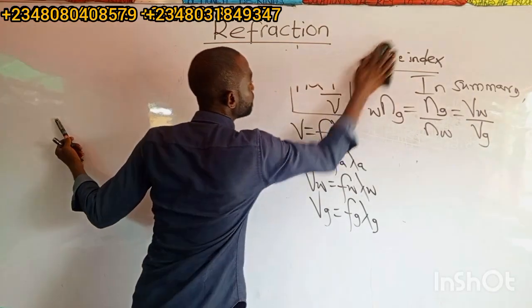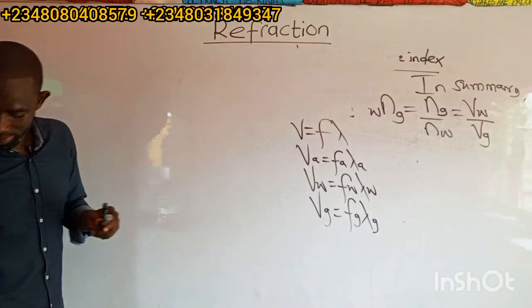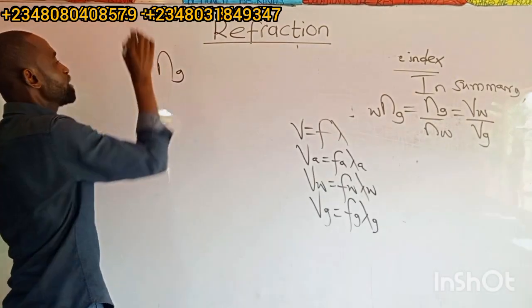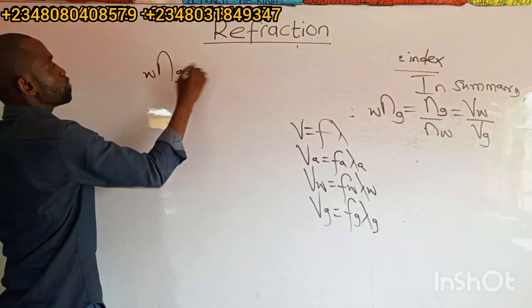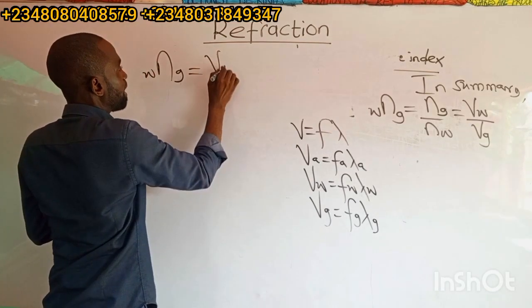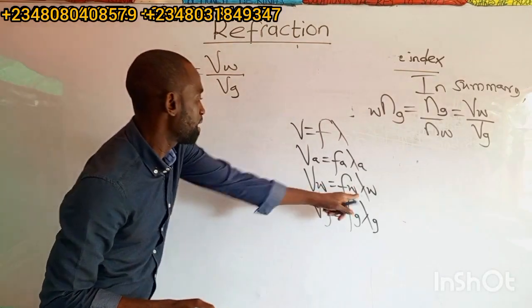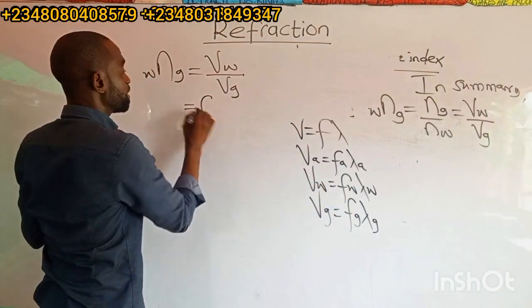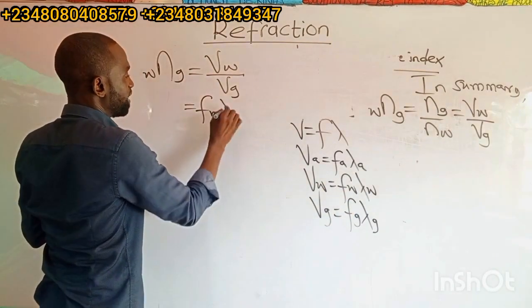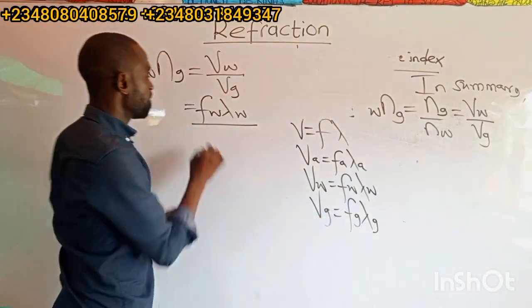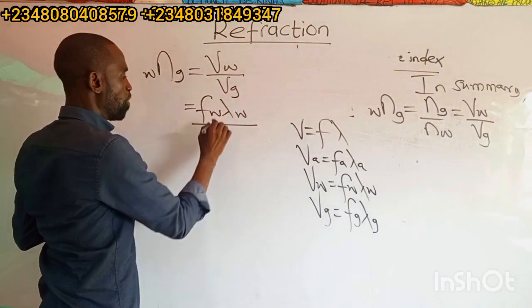We know that the refractive index of glass with respect to water is equal to the speed in water over the speed in glass. What is the speed in water? That will be frequency in water times wavelength in water, all over the speed in glass, which is frequency in glass times wavelength in glass.